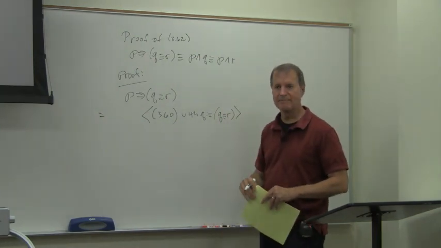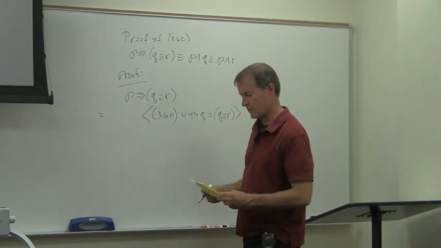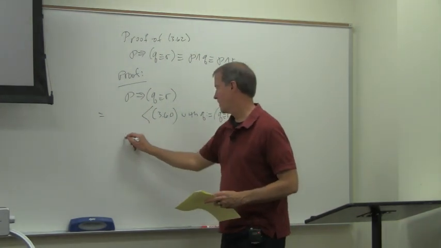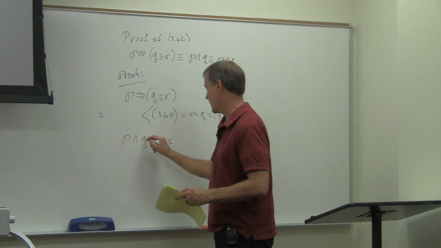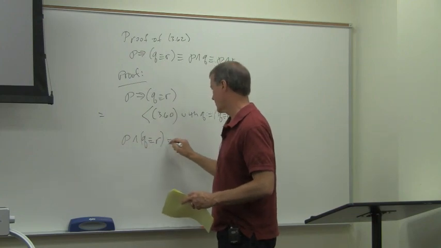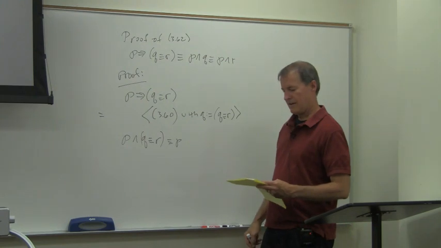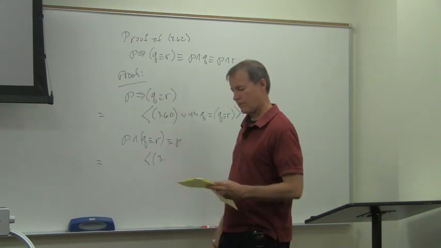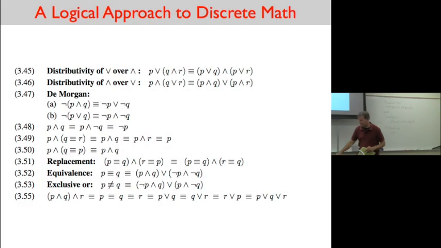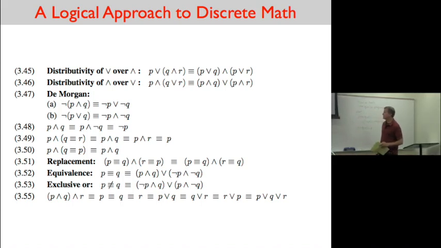What do you think? Do we have 3.60 up there? Yeah. Okay, so what's this going to be? P and Q equivales R equivales P, equals P and Q equivales R equivales P. You can distribute, by what? Distribution of and over equivales, 3.49. Here we have a P and Q equivales R, right? So what does 3.49 say? Isn't it the distribution of and over equivales?